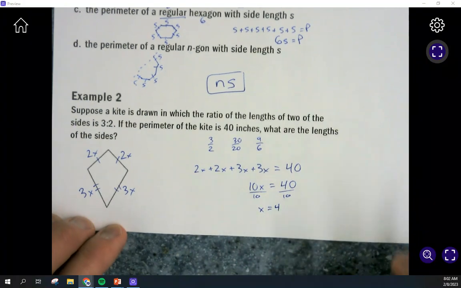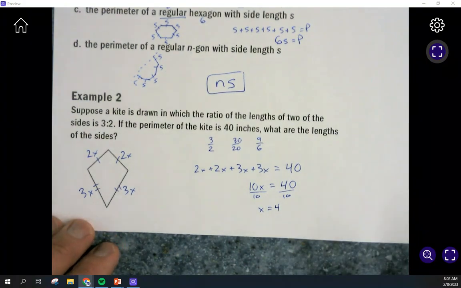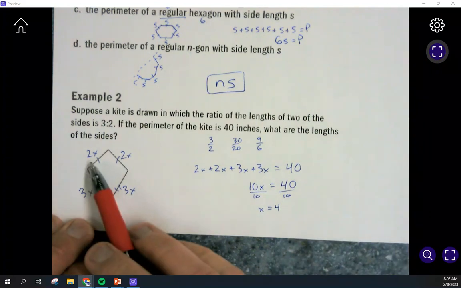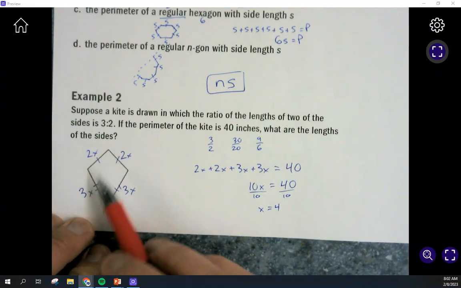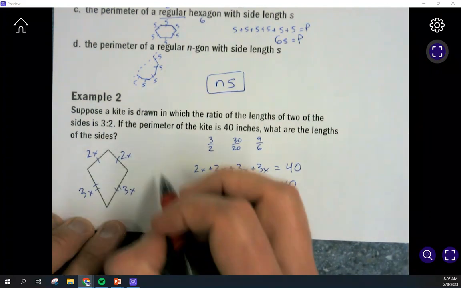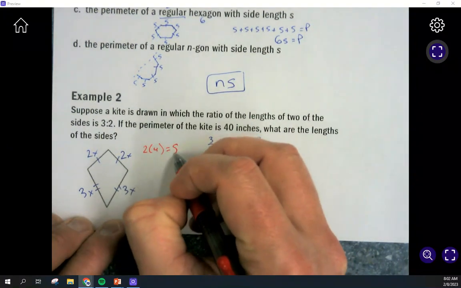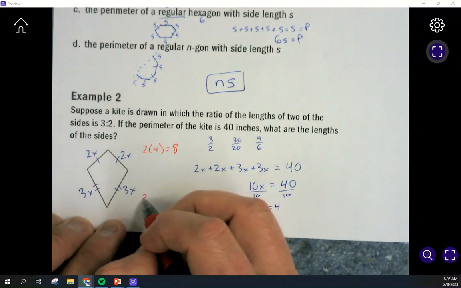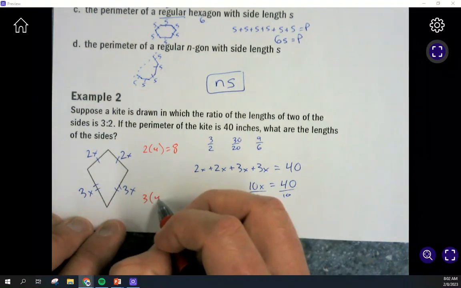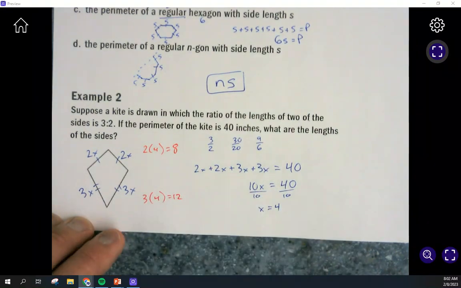X equals 4. Now that doesn't tell me what the side lengths are, but I've already got an algebraic expression to represent all of those side lengths. So 2x is going to be 2 times 4. So those sides are going to equal 8. And these, 3 times 4, is going to equal 12.